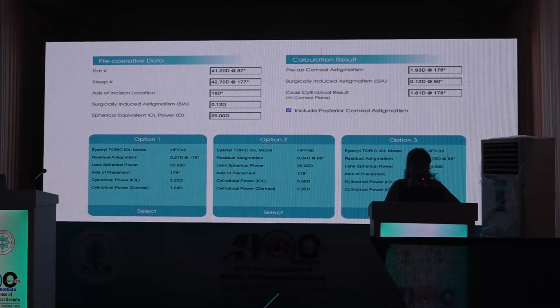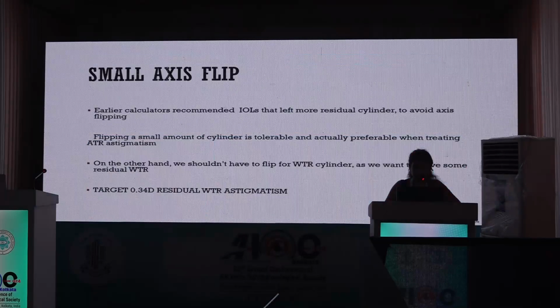Like if you see in option 1, the residual astigmatism is 0.27 at 178, which is still remaining against the rule. In option 2, the residual astigmatism remaining is 0.24 diopters at 88. So it is going vertically steep, slightly to the with-the-rule astigmatism, which is a preferable thing to do. So in this case, I would go for option 2 IOL. Like the example I was saying, it is better to keep the patient with the rule; the smallest residual with-the-rule astigmatism would be better while choosing which IOL needs to be implanted.